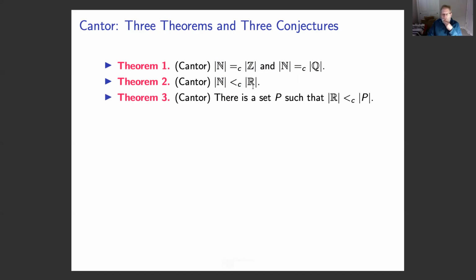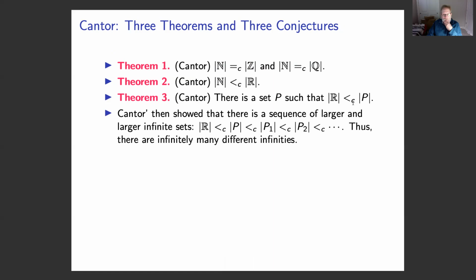And then here's something surprising. It says there is a set, not only is the set of real numbers bigger than the natural numbers, but Cantor said after I proved this, hey, there's a set P which is even bigger than the set of real numbers, right? So there's a set P bigger. This came as a real surprise too.